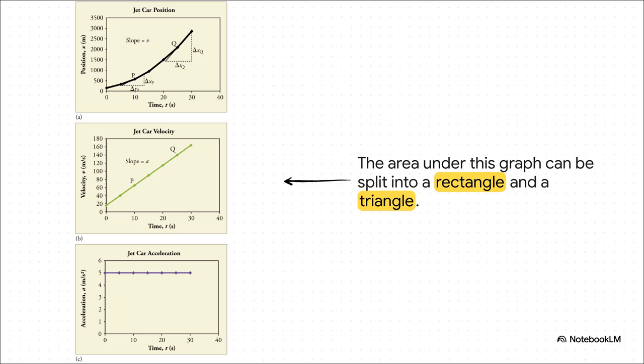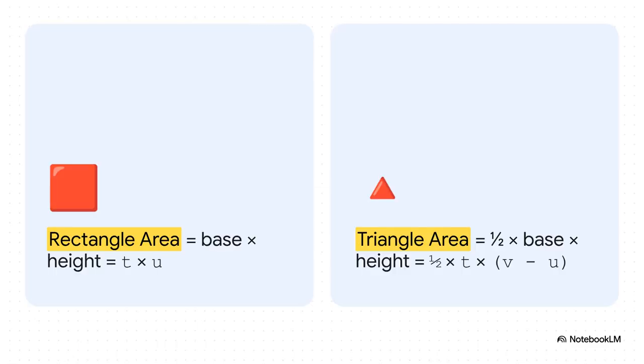And we can do the exact same thing with the area. To find the displacement, we just need to find the total area under this line. And we can easily split this shape into two much simpler ones, a rectangle on the bottom and a triangle sitting on top. So let's do the math. The area of the rectangle is its base, which is time t, times its height, which is the initial velocity u, so that's ut. Simple.